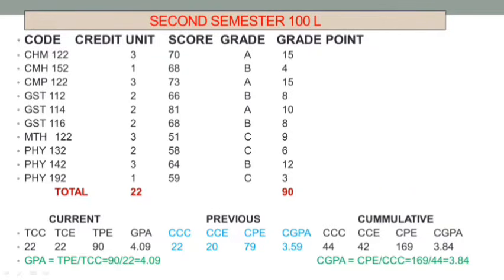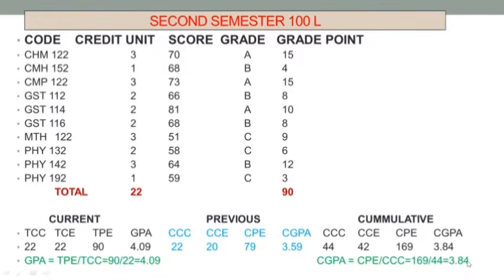So the cumulative, the formula used is CPE over CCC. Then it will give us 4.02. The candidate was on 3.95 before. This current semester, second semester, he got 4.09. So the cumulative now is 4.02. So if you compare first semester result with the second semester result, you can see that the candidate increased from 3.95 to what?